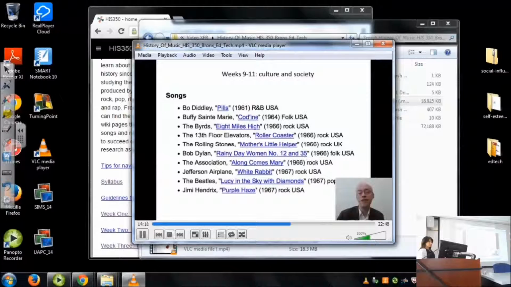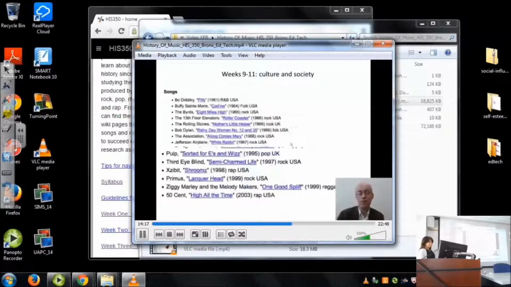And then finally the list of songs. In this case, it goes from Bo Diddley's song Pills from 1961, through Buffy Sainte-Marie, The Byrds, Purple Haze, all the way down to 50 Cent's High All the Time. And there's about 40 songs in between.